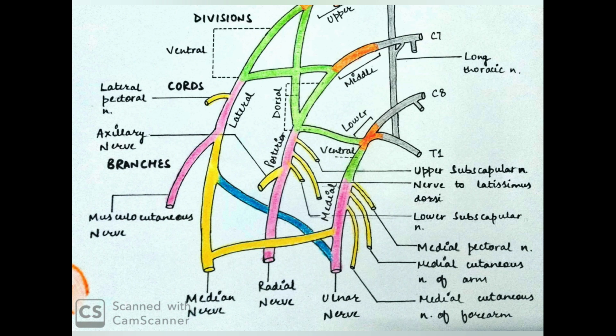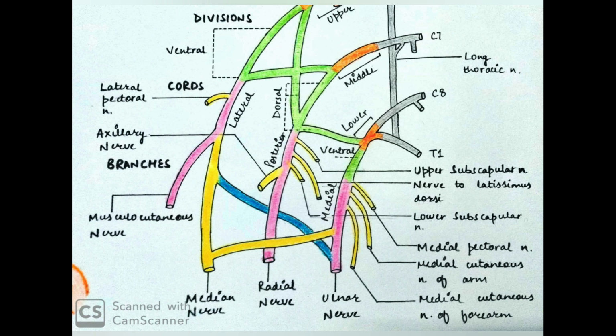Each trunk divides into ventral and dorsal divisions. There are 3 trunks, so the total divisions become 6, and they supply the anterior and posterior aspect of the limb. These divisions join to form 3 cords: the lateral cord, the medial cord and the posterior cord.